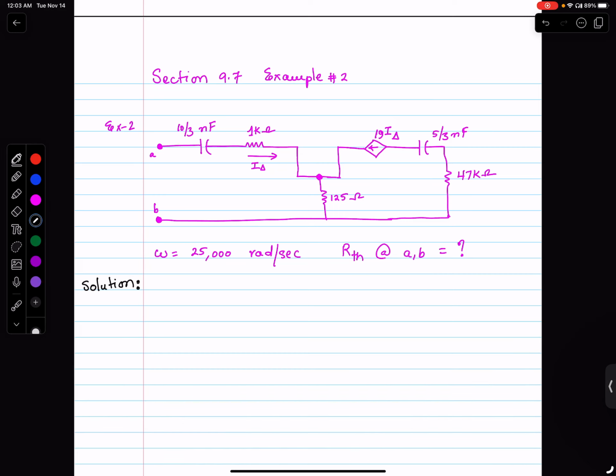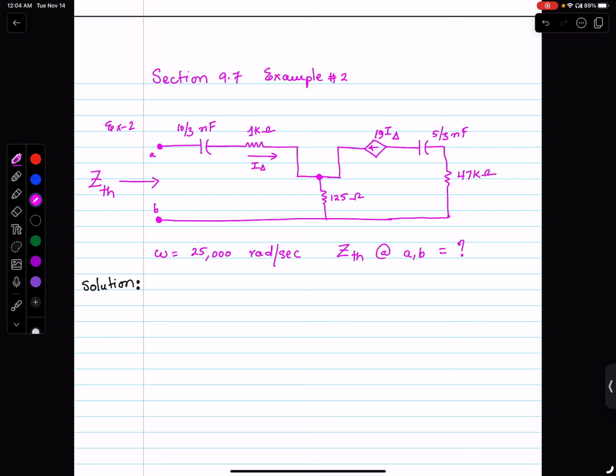Finding the Thevenin equivalent. Particularly, we are interested in finding the Thevenin impedance. Okay, so it should actually be Z Thevenin. That's what I should be writing if I am careful. Find the Thevenin impedance Z Thevenin looking into the terminals AB. And then it is given that the frequency of operation is 25,000 radians per second. Well, how do you go about finding this?